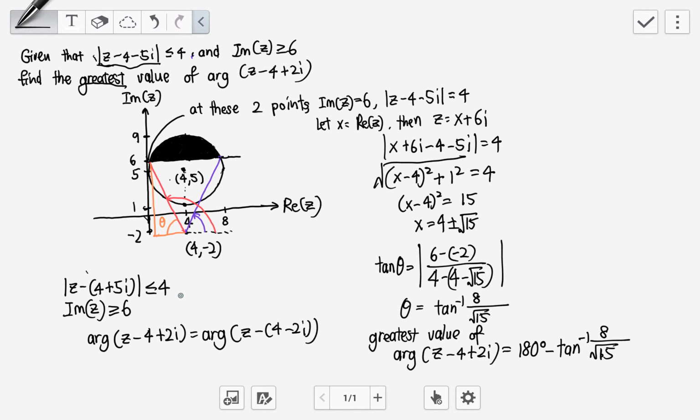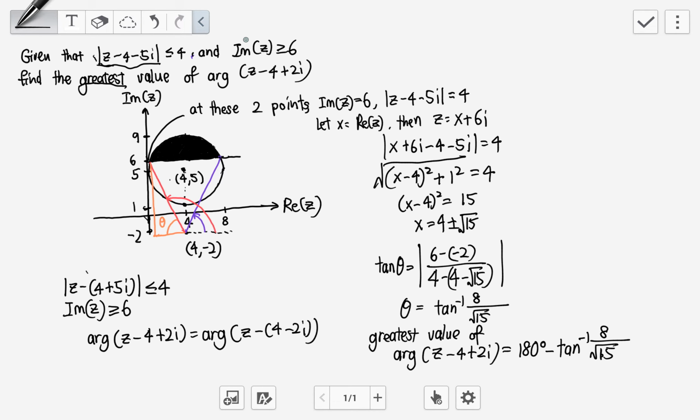If it's greater than 4, then the thief is outside the area of this circle. It means it's outside of this circle, and the thief could be running here. But now it's smaller or equal to 4, so he is within this circle around the coordinate 4, 5 that we have. So the thief is within here.